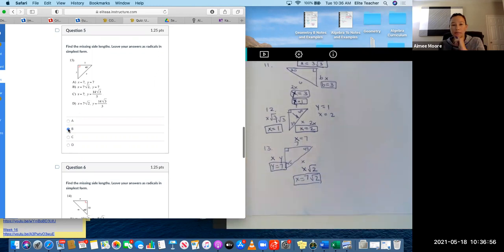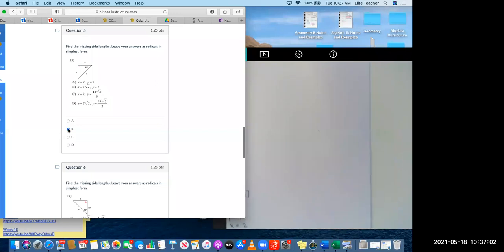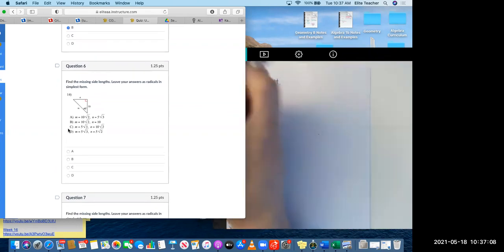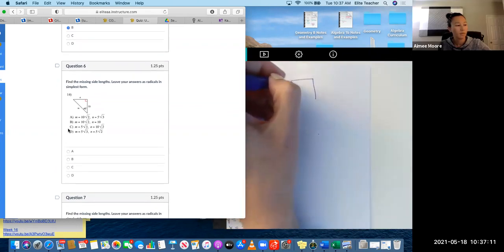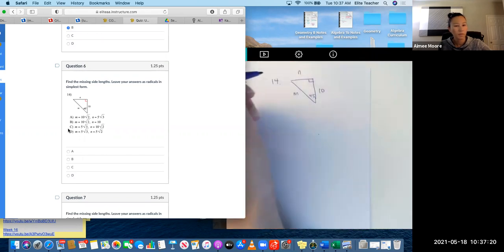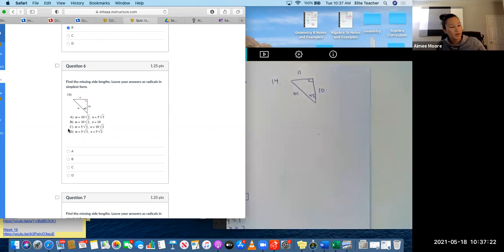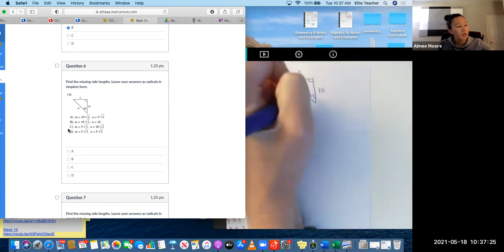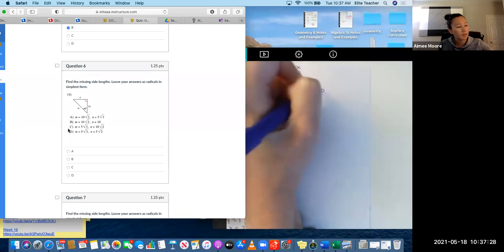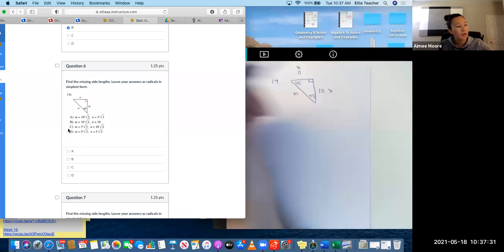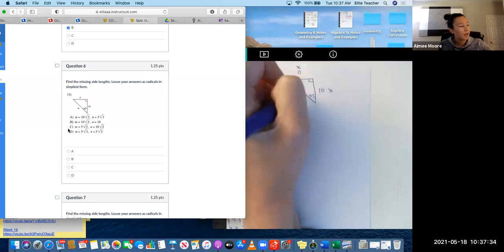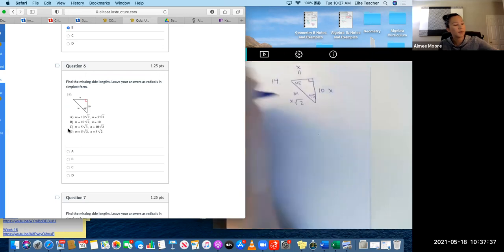Any questions on 13? Okay, so our two sides opposite of the 45s. Opposite of 45 here is x, opposite of 45 here is also x. And then opposite of our 90-degree angle is x times the square root of 2.